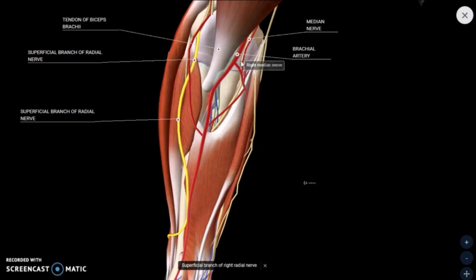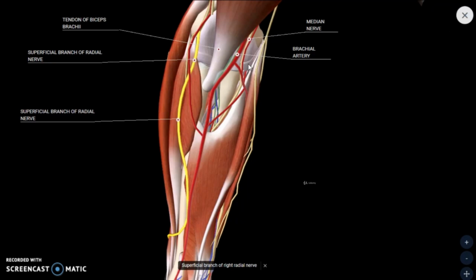I will repeat it from medial to lateral. The first structure is the median nerve, the second structure is the brachial artery, the third structure is the tendon of biceps brachii, and the fourth structure is the superficial branch of the radial nerve. So these 4 structures you have to keep in your mind to understand it in a better way. So that's all about the cubital fossa.